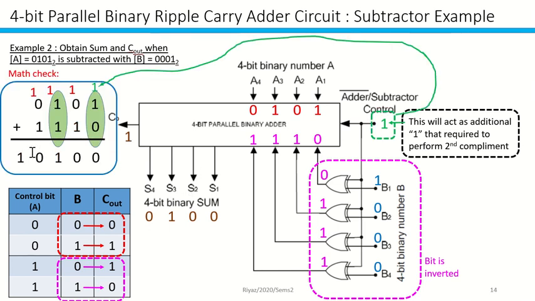Let's check in the mathematical way. So you have 0, 1, 0, 1, and you have 1, 1, 1, 0. And because your Cin is 1, you just need to put 1 over here, the green color, and you add up, and you're going to have 0 0 1 0. So you have 0 0 1 0, and your carry is 1. That's how you do the subtraction, and then you get the result.